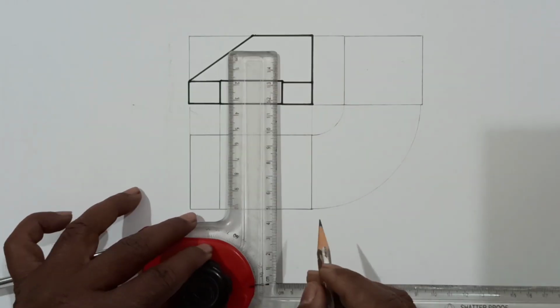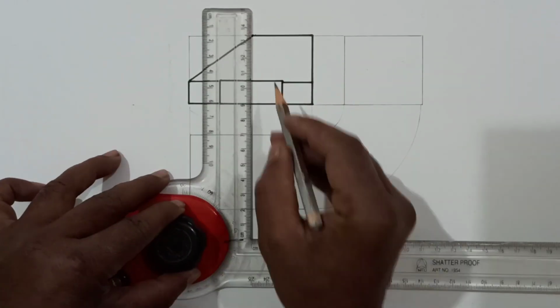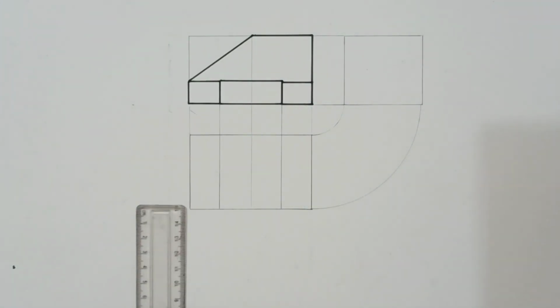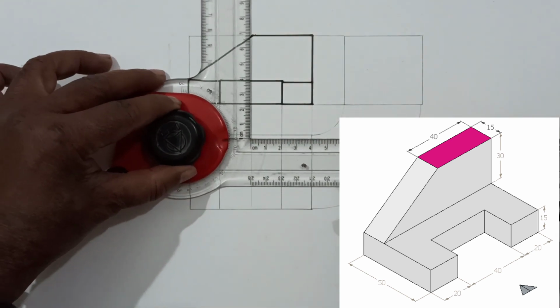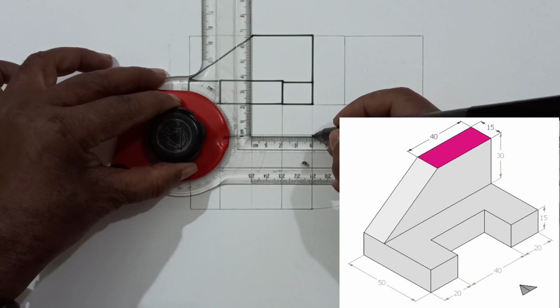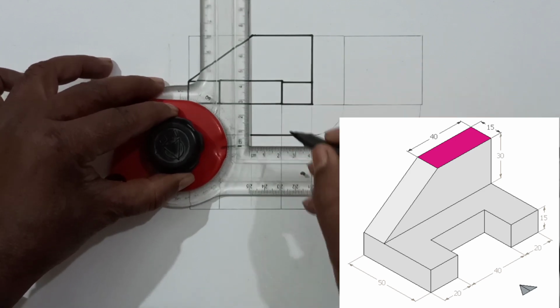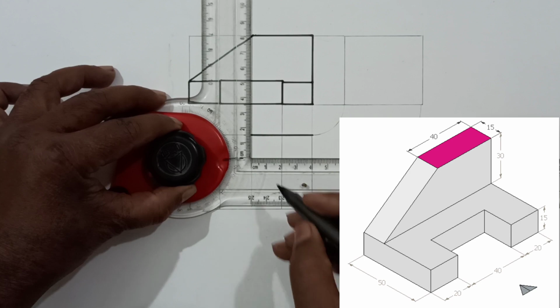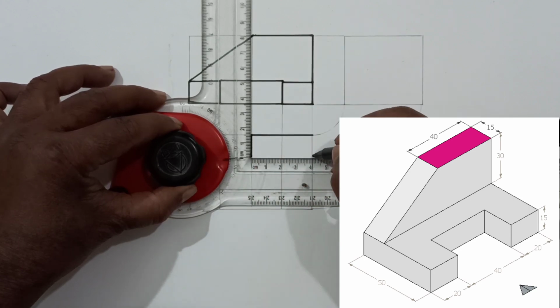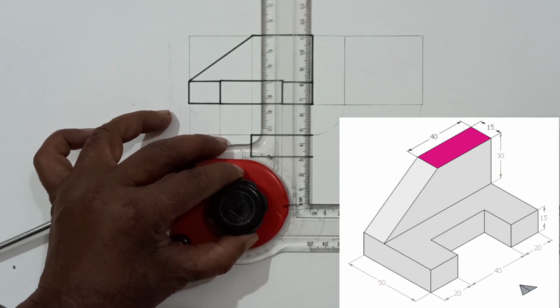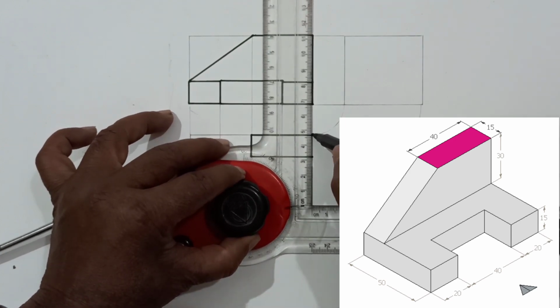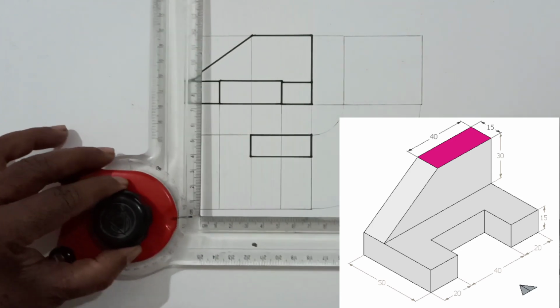Now we have to draw the top view. For this, draw the projections from front view. Now consider this pink color surface to draw in top view, of which the length is 40 millimeter and its width is of the respective dimension.